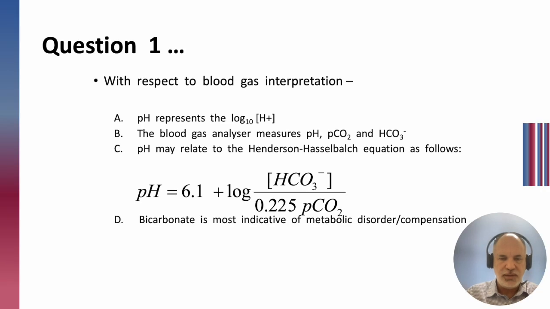The first one is, with respect to blood gas interpretation: A, pH represents the log to the base 10 of the hydrogen ion concentration. B, the blood gas analyzer measures pH, PCO2 and bicarbonate. C, pH may relate to the Henderson-Hasselbalch equation as follows, and you can see the equation there. And D, bicarbonate is most indicative of a metabolic disorder or compensation.